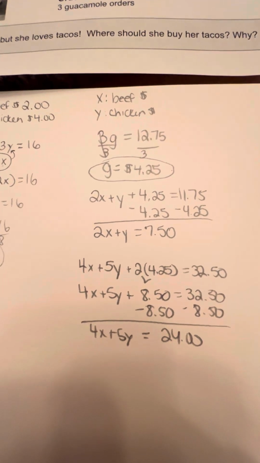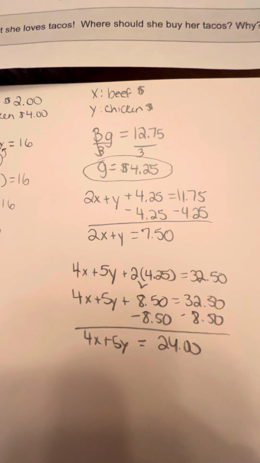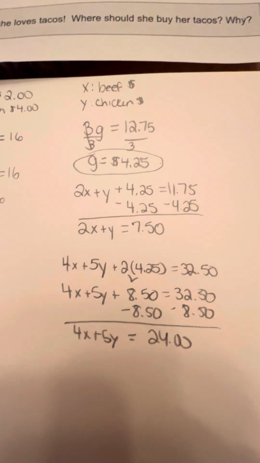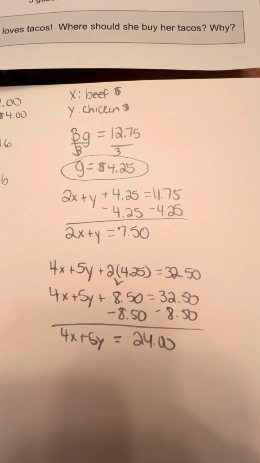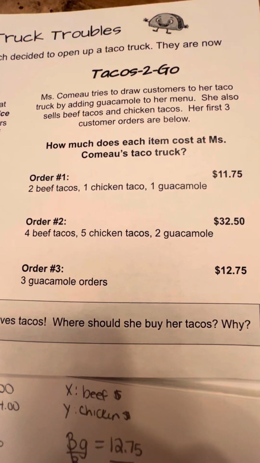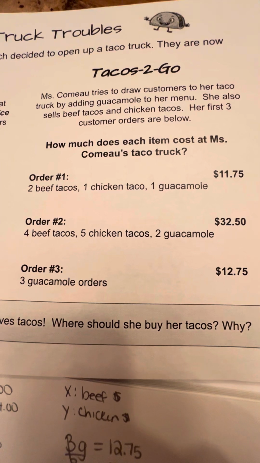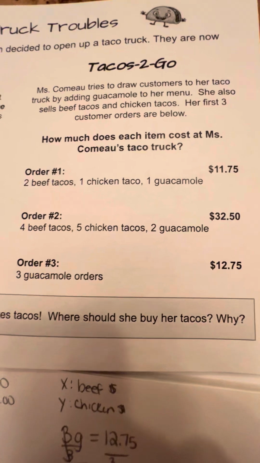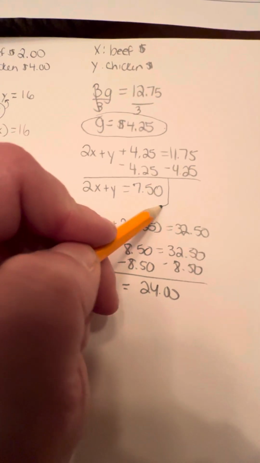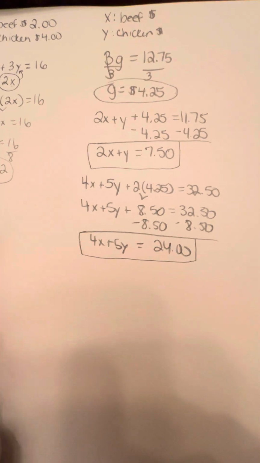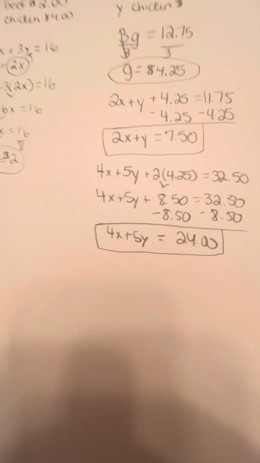So we've gone through trying to figure out what Miss Como's taco truck is charging for guacamole, and now we need to figure out how much she's charging for her beef and chicken tacos. With the order that we have up here, without the guacamole part, we figured out what the prices were because we found out how much guacamole was, which was $4.25. And so now we've come down to these two equations right here. This is just the beef and the chicken tacos and how much those cost. So what we're going to do is put those together.